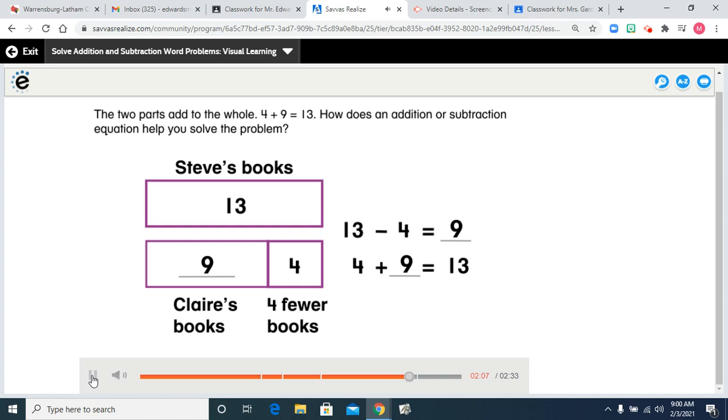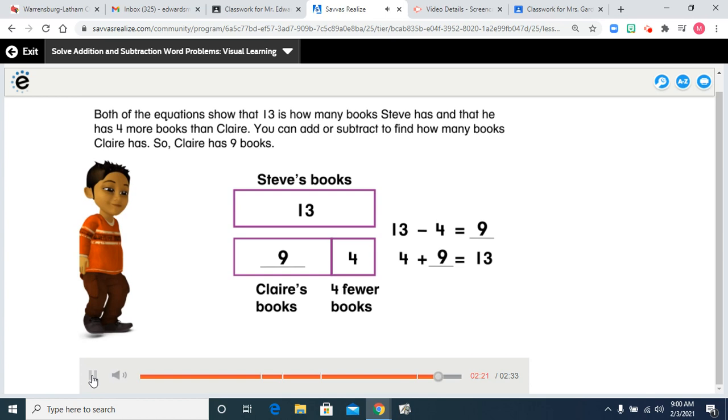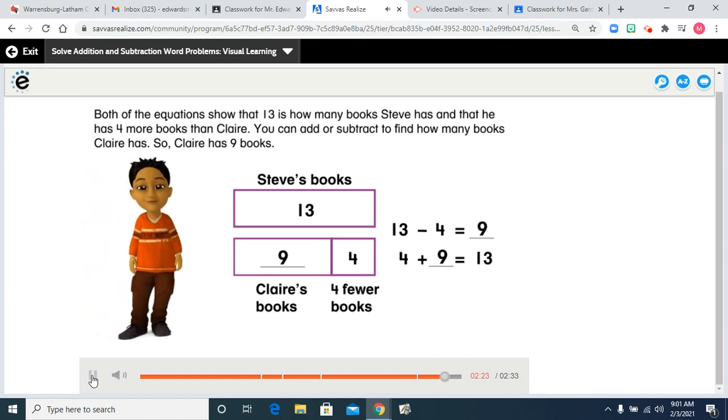How does an addition or subtraction equation help you solve the problem? Both of the equations show that 13 is how many books Steve has, and that he has 4 more books than Claire. You can add or subtract to find how many books Claire has. So, Claire has 9 books.